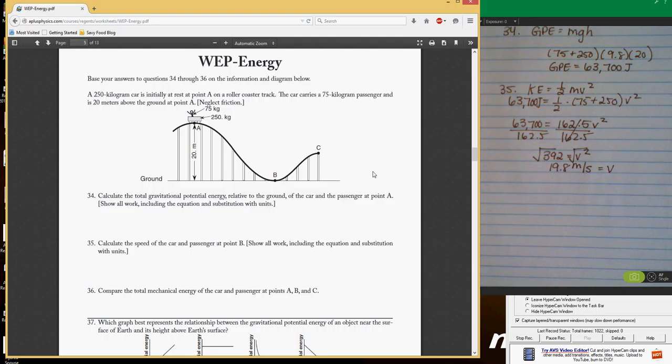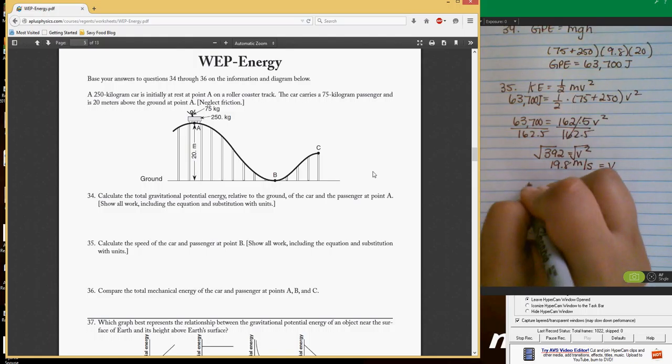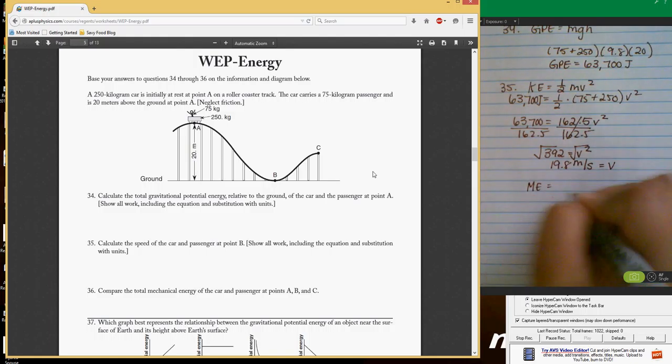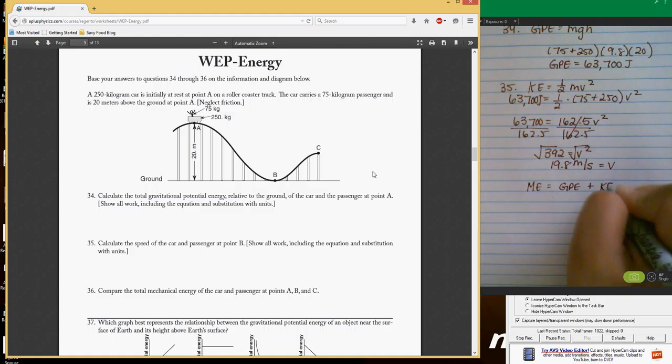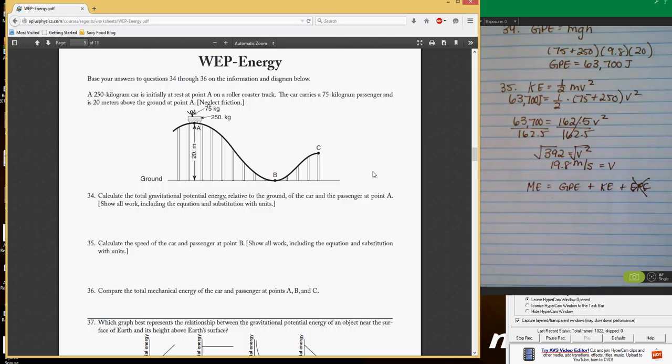Question 36 says, compare the total mechanical energy of the car and the passengers at point A, B, and C. Remember that mechanical energy is equal to the gravitational potential energy plus the kinetic energy. It's also equal to the elastic potential energy, but we are not calculating that here because the question says to neglect friction. If we're neglecting friction, then there is no elastic potential energy.